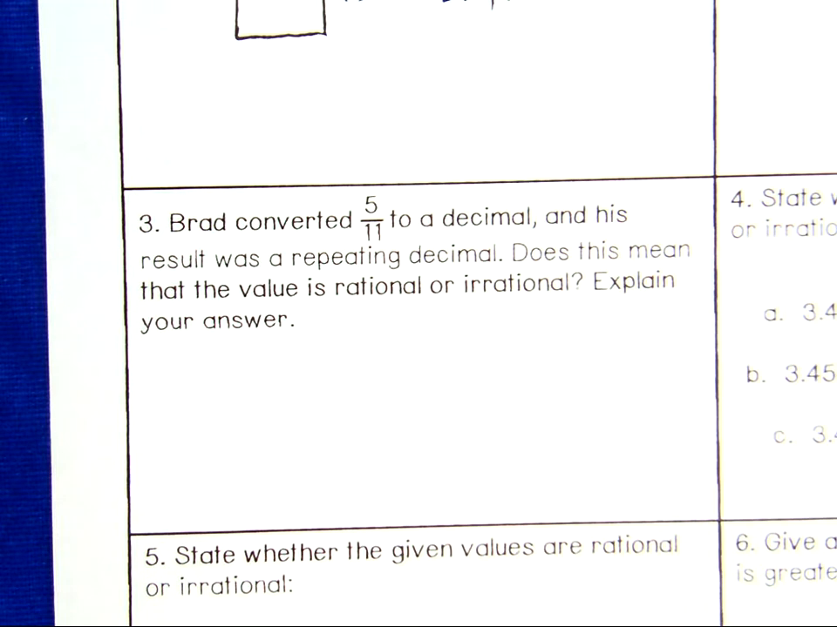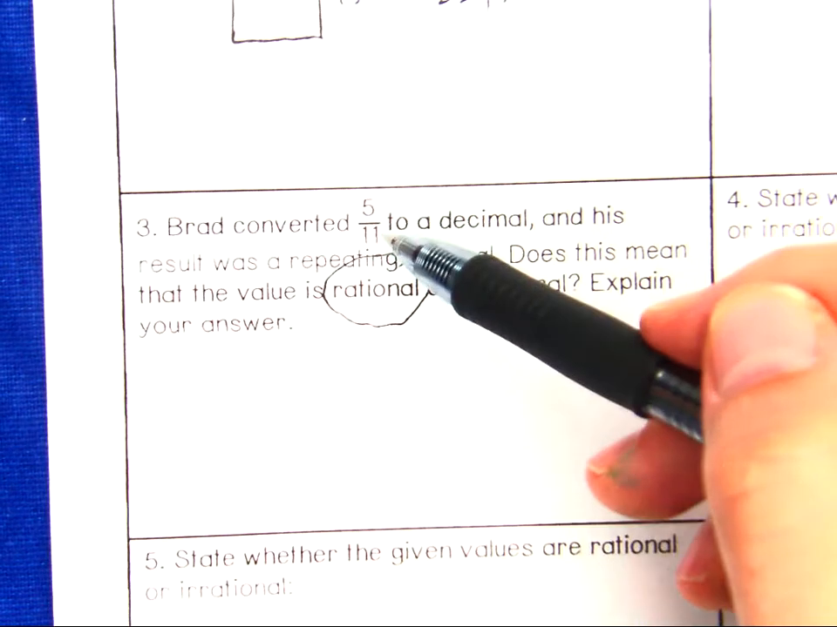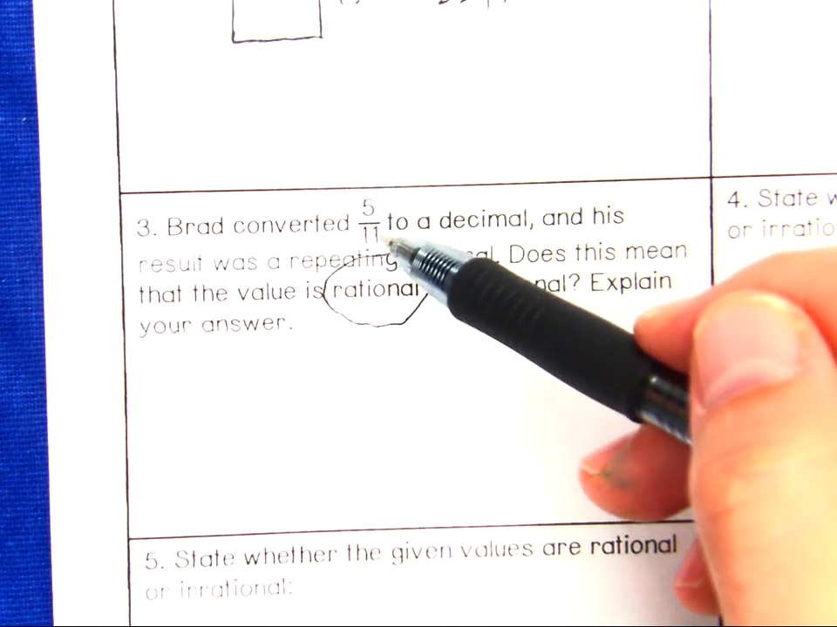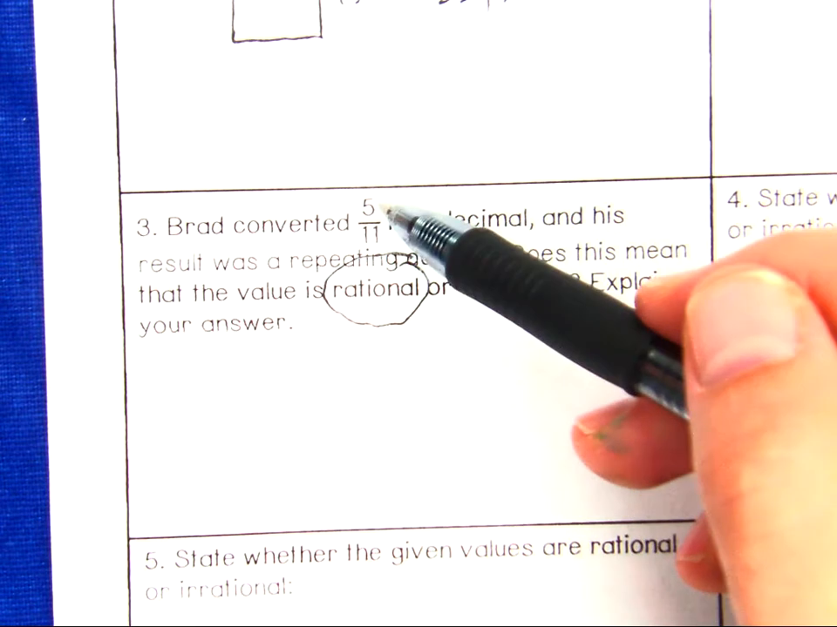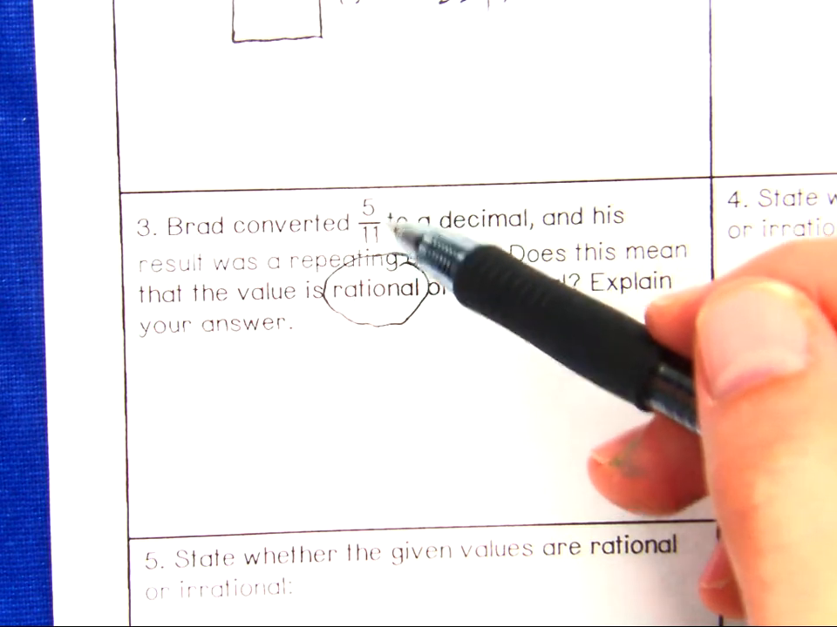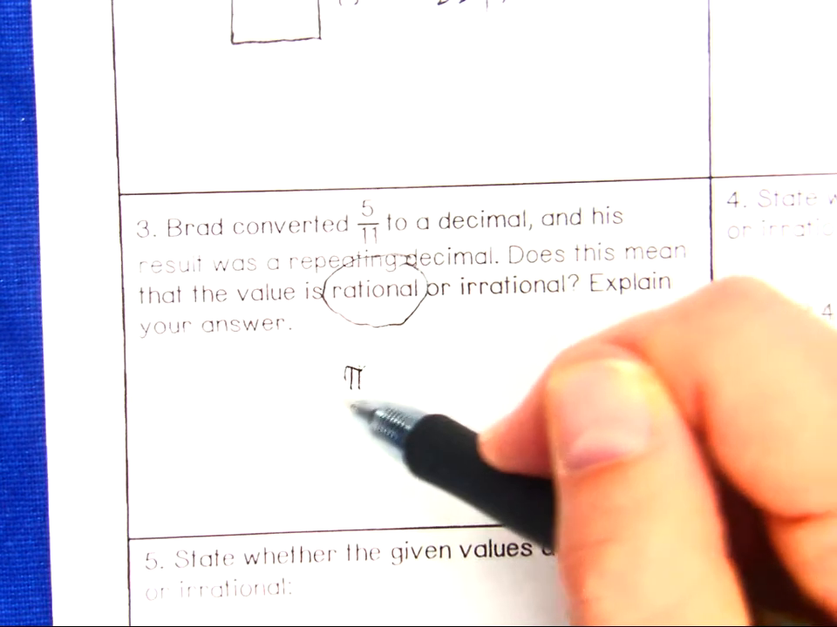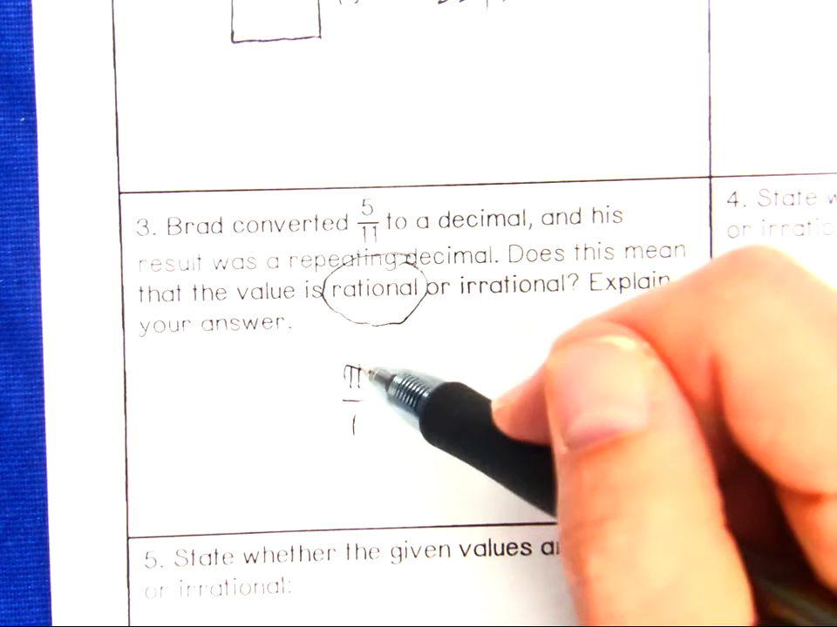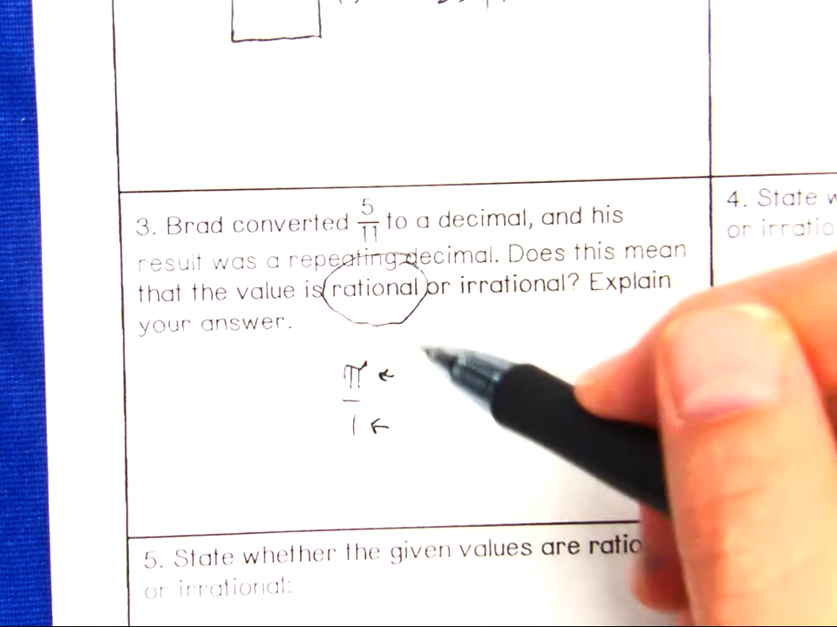Brad converted 5/11 to a decimal, and his result was a repeating decimal. Does this mean that the value is rational or irrational? It means that it is rational. Also, any fraction where the numerator and denominator are both integers will be rational. The reason why I say integers is that you cannot tell me that pi over 1 is a fraction. I know you did a fraction bar there, but the numerator and denominator both must be integers, and pi is not an integer.